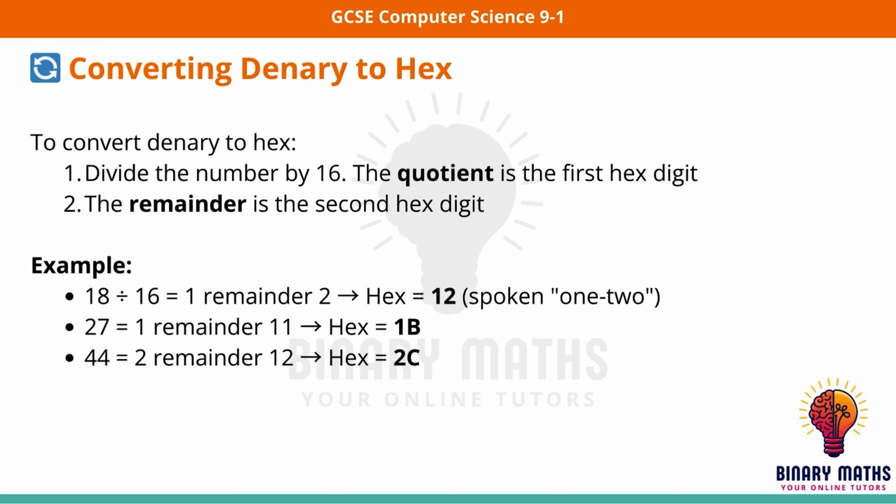So let's recap. Hex 27 equals 2 times 16 plus 7, which would be 39 in denary. Denary 27 equals 1B in hex, denary 44 equals 2C in hex. So hex, or hexadecimal, is all about breaking numbers into 16s and units, just like denary uses tens and units.